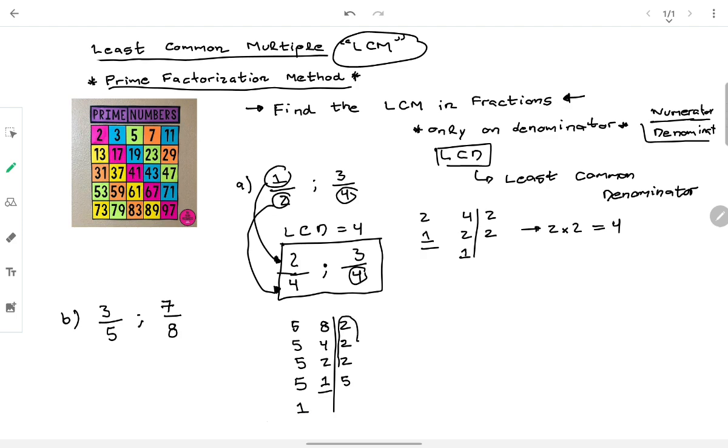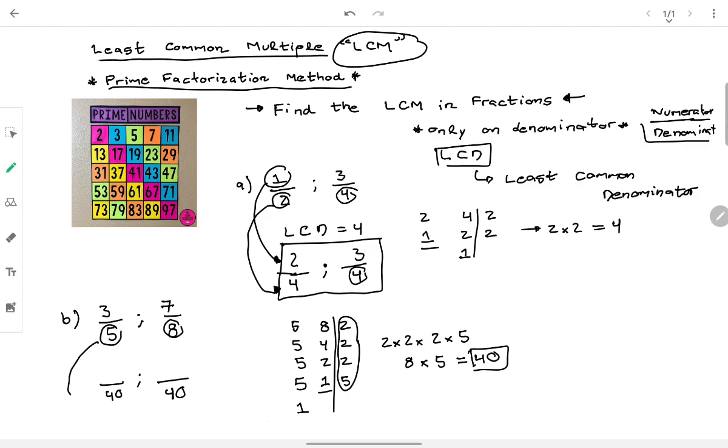So the least common multiple between those numbers is 2 times 2 multiplied by 2 multiplied by 5. That will give us 8 times 5. That will give us a 40. So to convert this fraction to the same denominator, they will become fractions with denominator 40. So we need to look at what we are doing with the denominator in order to become 40.